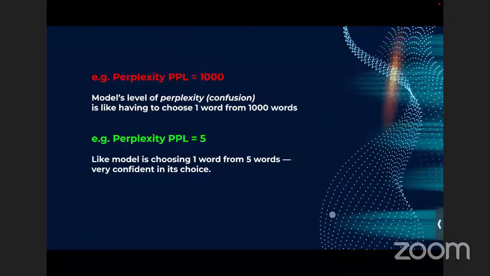So if none of this made sense, all you need to remember is that if perplexity is, say, 1,000, that means that the model's level of perplexity or its level of confusion is like having to choose one word from 1,000 words. So that's bad because there's a lot of options. Whereas if perplexity is low, like 5, then it's like the model is choosing one word from 5 words. So it's very confident in the word that it did choose.